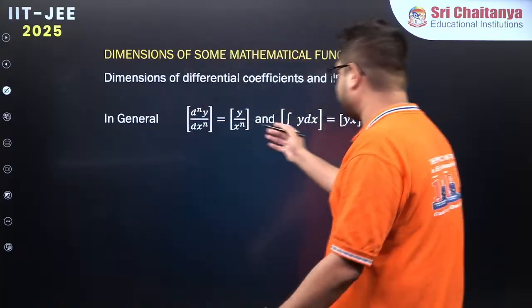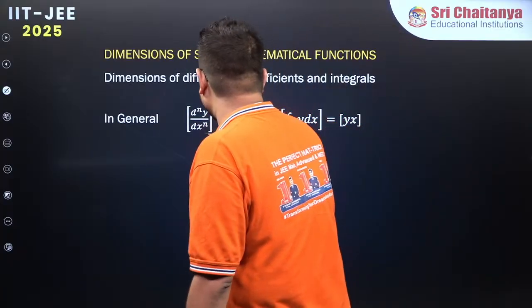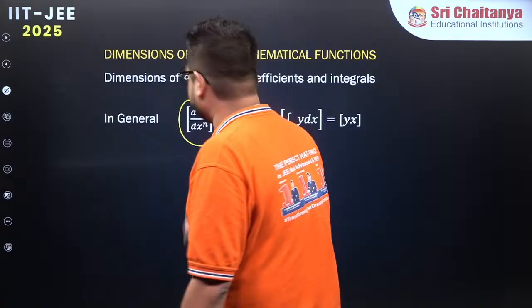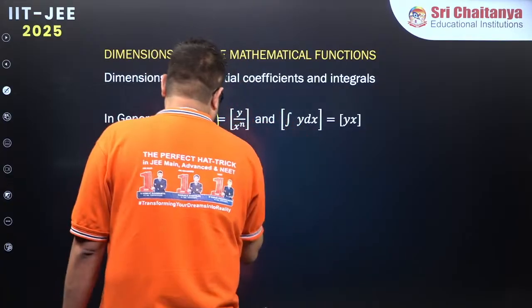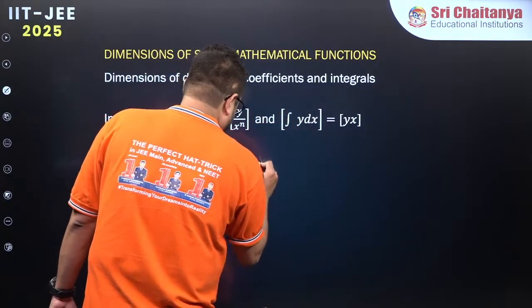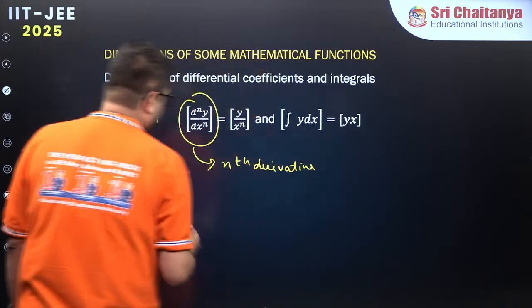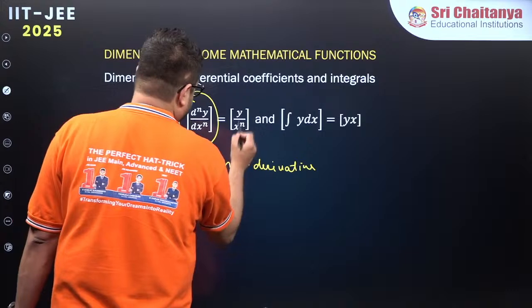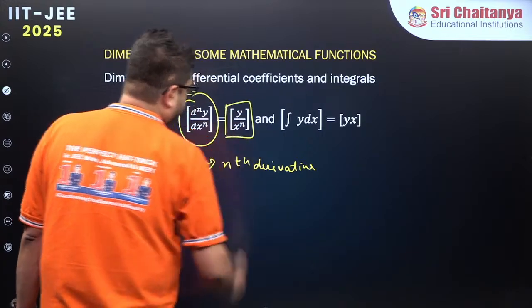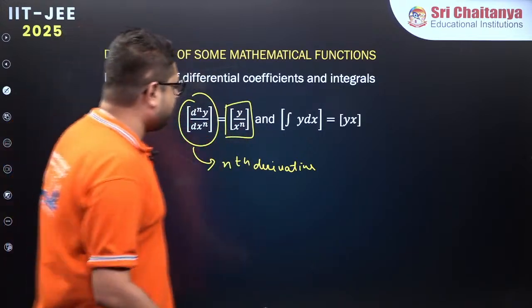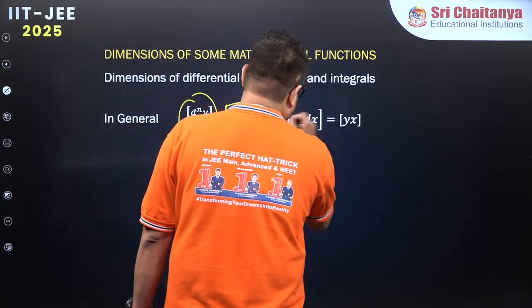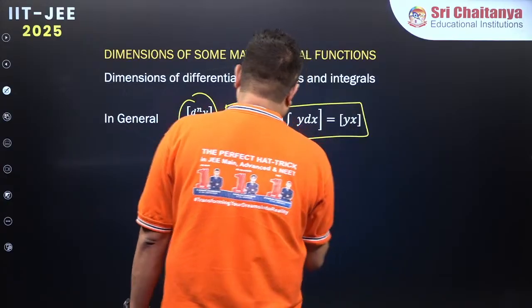So you can see that in general, d^n y by dx^n is the nth derivative. It can be first, second, third, fourth, and so on. The dimensional formula is going to be written as y by x to the power n. Similarly, if I perform integration of y dx, then yx is going to be the dimensional formula.